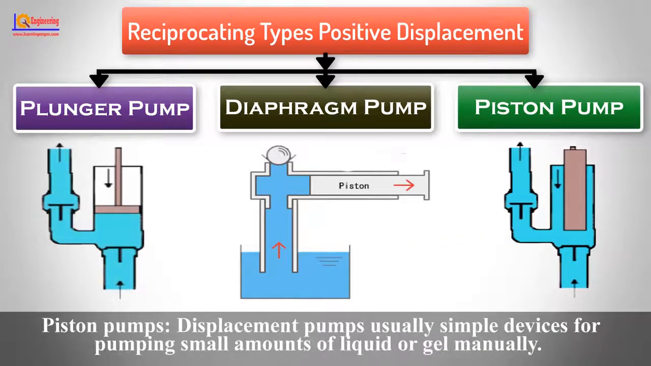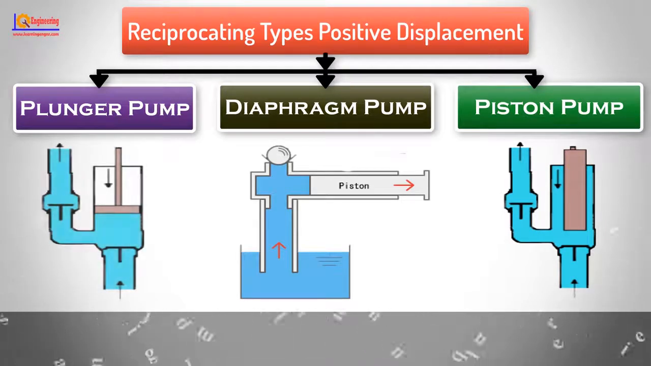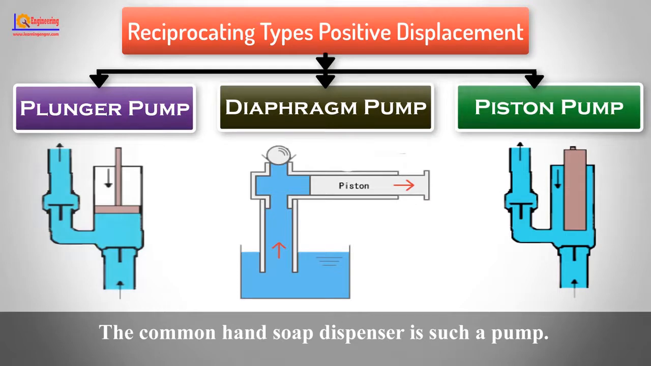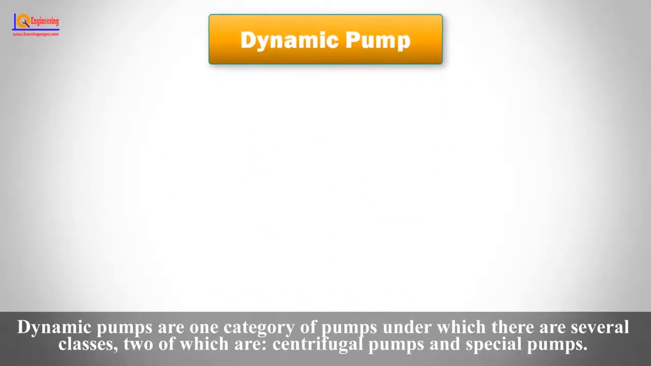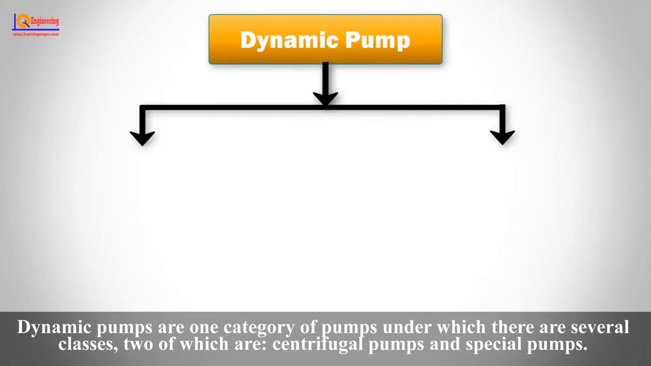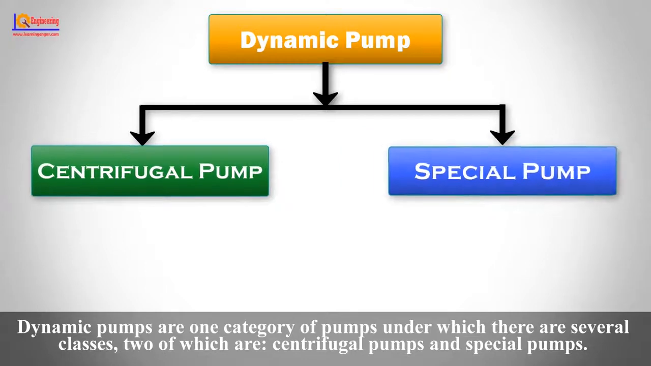Piston pumps. Displacement pumps are usually simple devices for pumping small amounts of liquid or gel manually. The common hand soap dispenser is such a pump. Dynamic pumps are one category of pumps under which there are several classes, two of which are centrifugal pumps and special pumps.